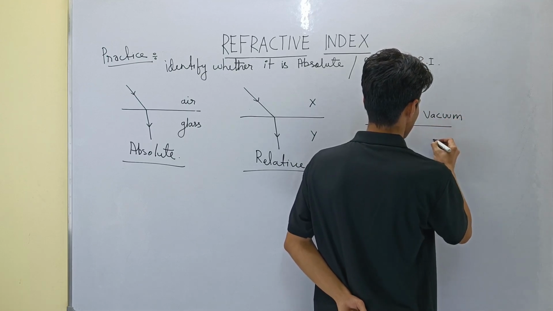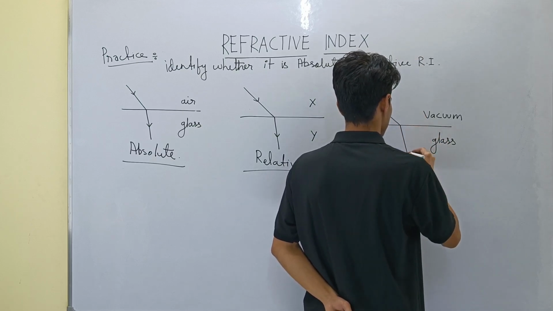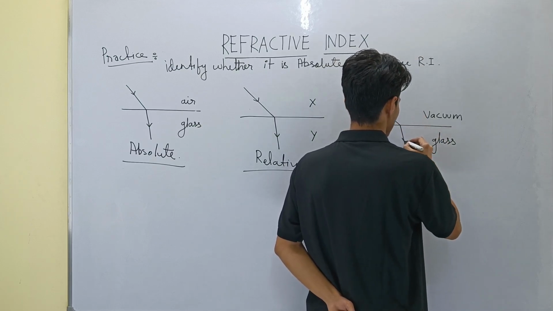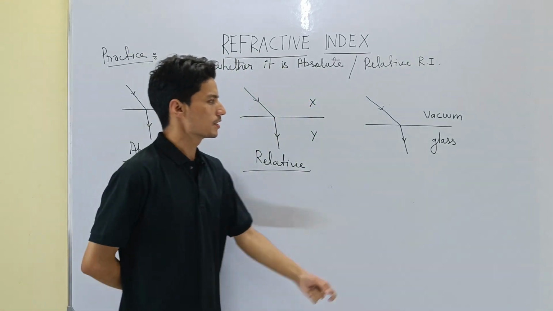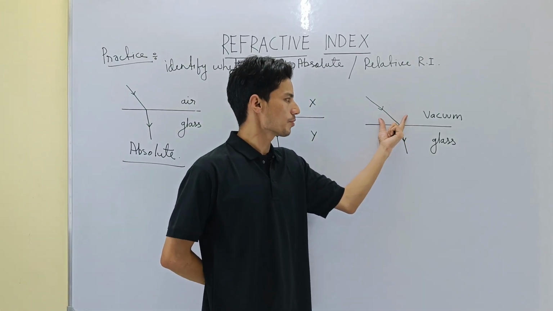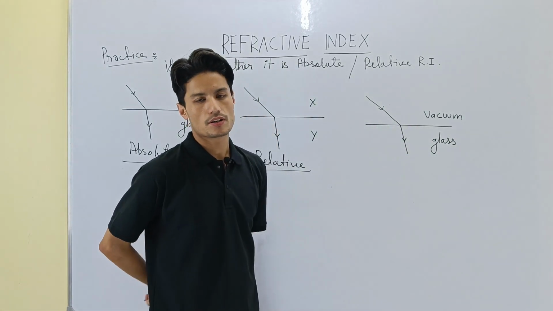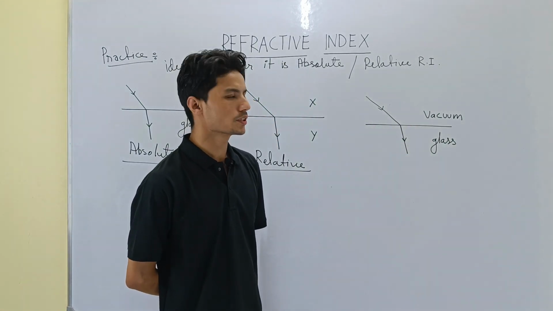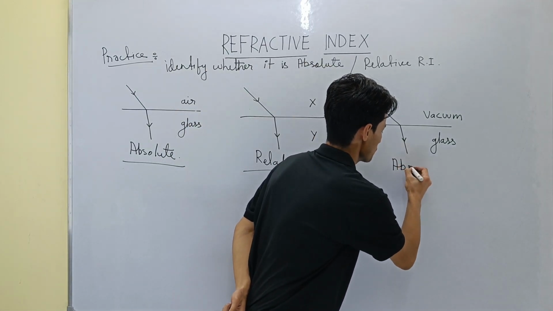Vacuum and then say glass. Let's just do like this. So identify the case, identify which refractive index it is. Light came from vacuum and is entering the glass. So which refractive index is it, absolute or relative? Which one did you pick? Did you pick absolute? Yes, so this is a case of absolute.